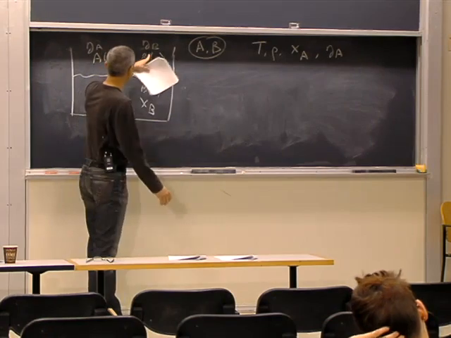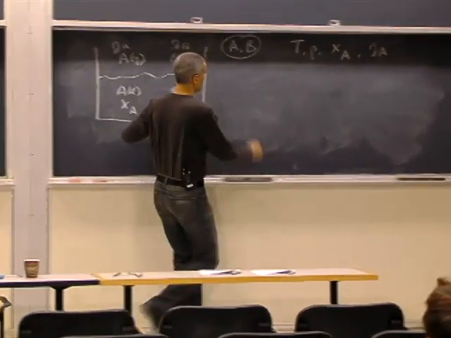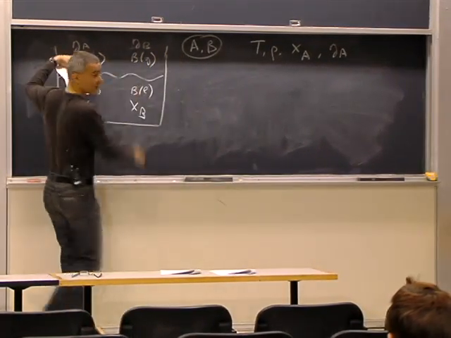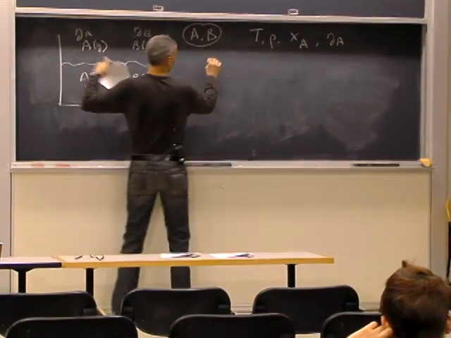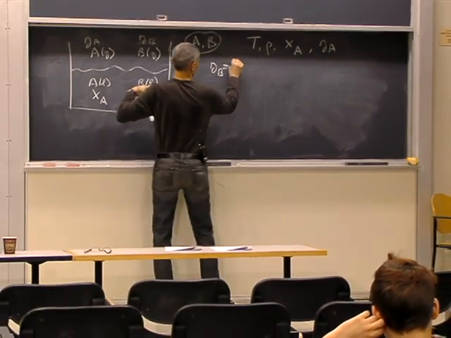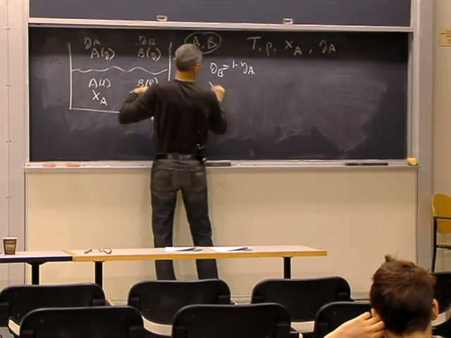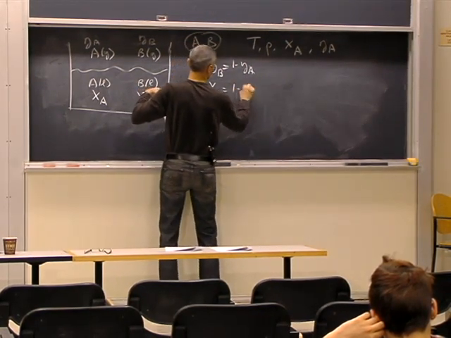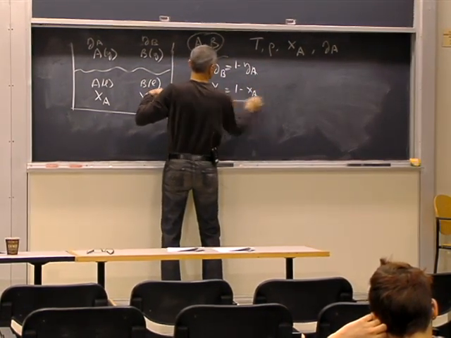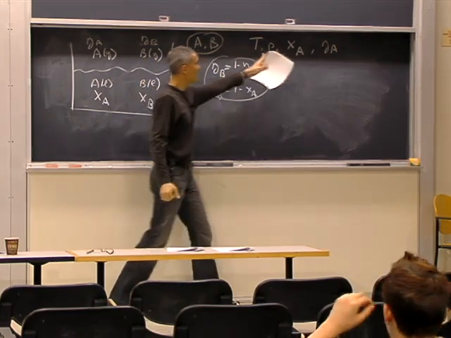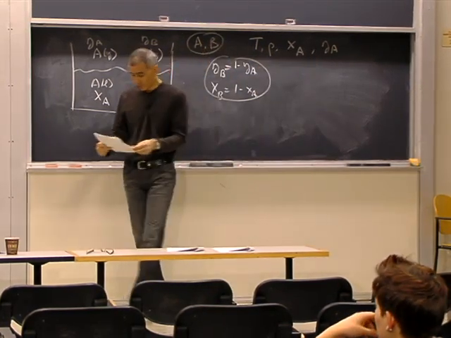And we don't need YB and XB because the sum of the molar fractions has to be equal to 1. Right? YB is 1 minus YA. XB is 1 minus XA. Right? So we don't need them. So these are a priori the independent variables that we have to work with.